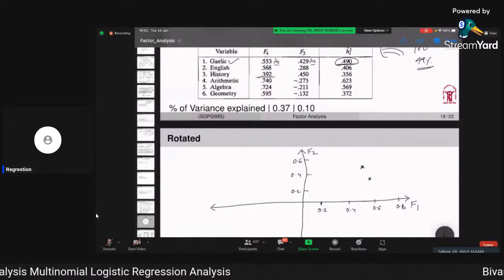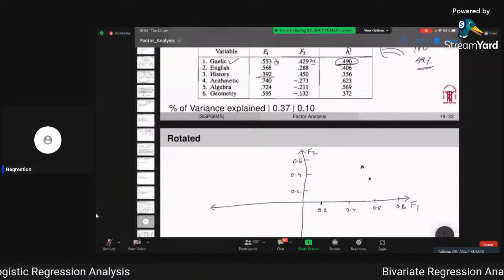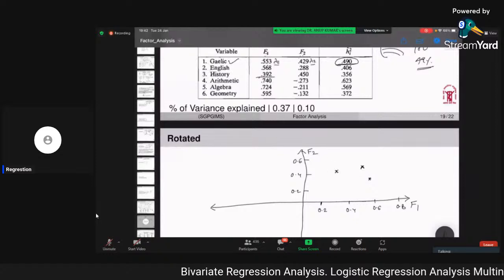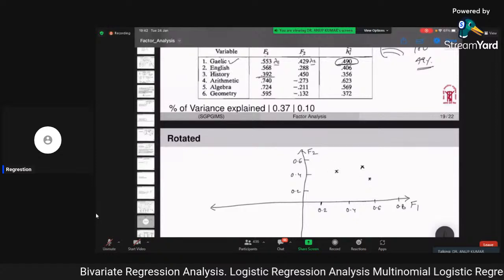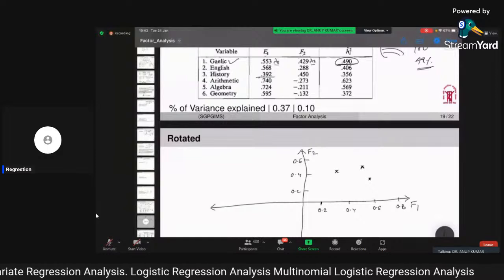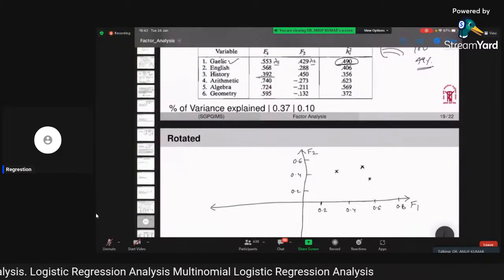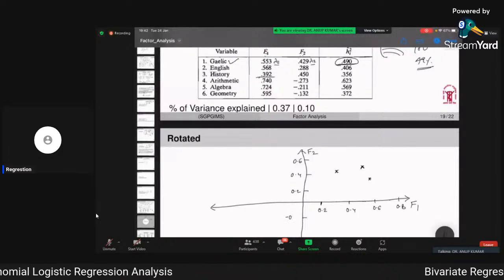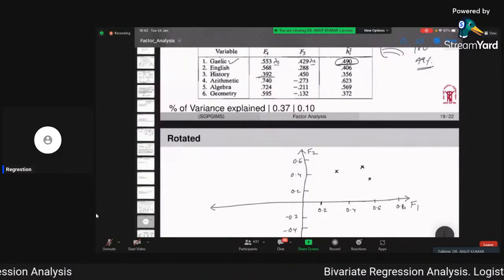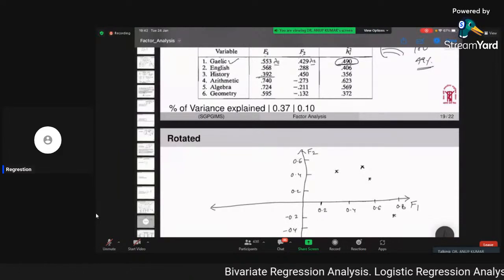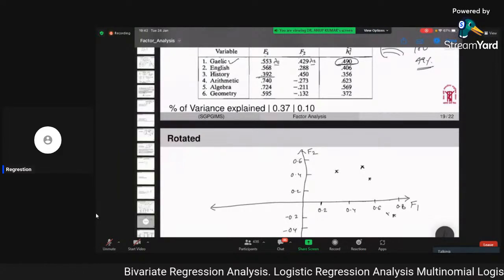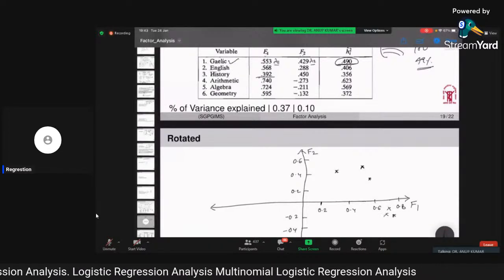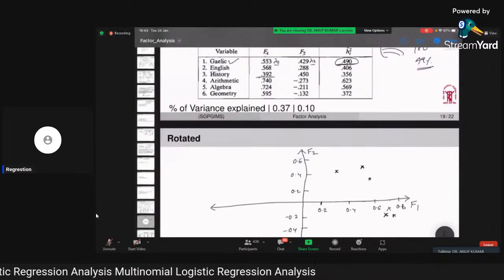So 0.3 will be somewhere here, and 0.450 it will be, okay, and then 0.740 it will be somewhere here, and minus 273. So if here it is minus 0.2, minus 0.4. So last three factors, it will be sitting something like this.